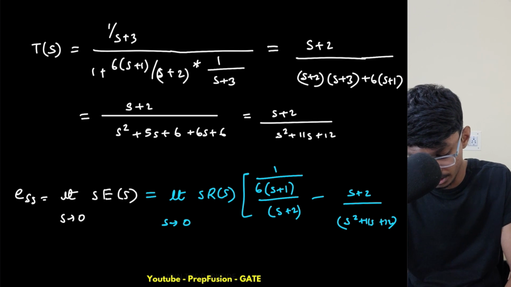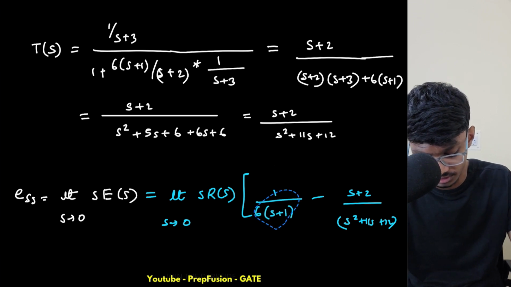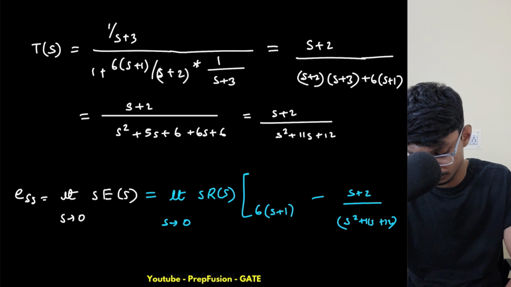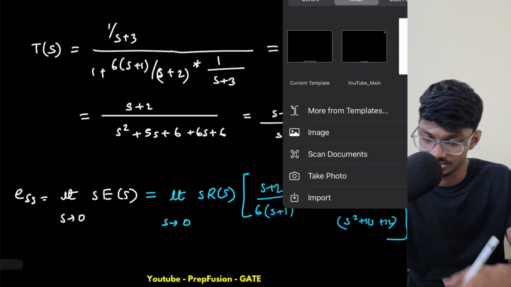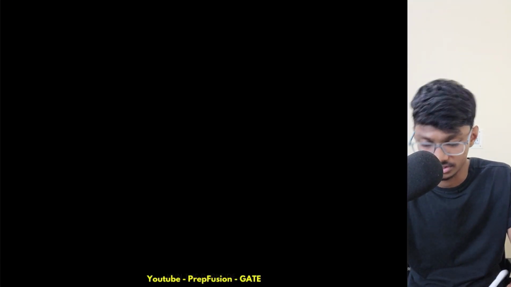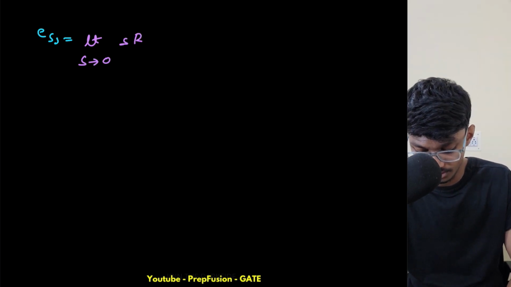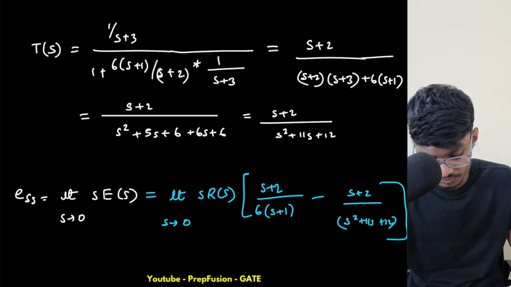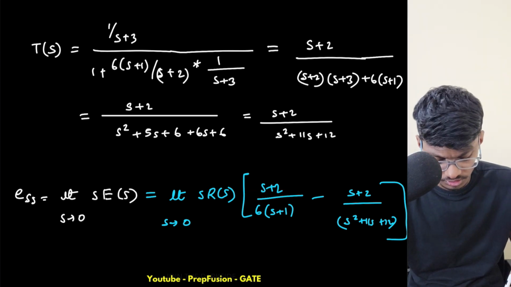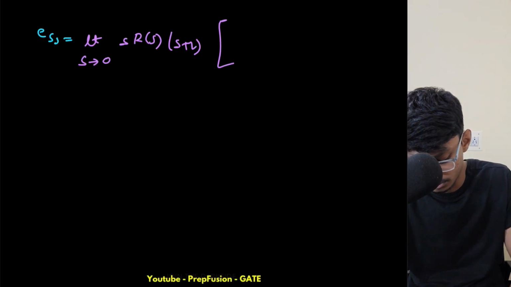And this s plus 2 will go in the numerator, right? This s plus 2 will go in the numerator. I'm just doing it here, you can do the rough calculation by yourself. I'm just writing the expression, the question is done itself. It doesn't matter, this is just a theoretical question basically. So my e_ss equals limit as s tends to 0 of s r of s. Simply I can take s plus 2 common here. I will just take s plus 2 common, and at the end I will put s equals 0.